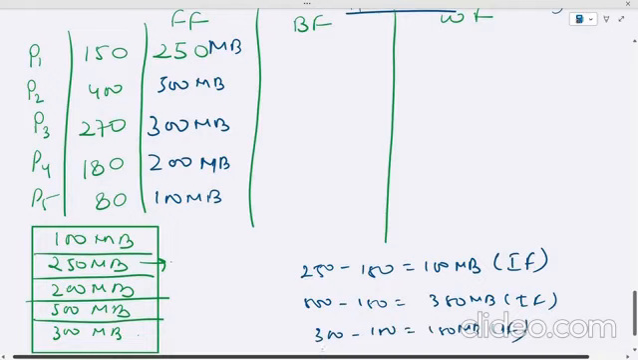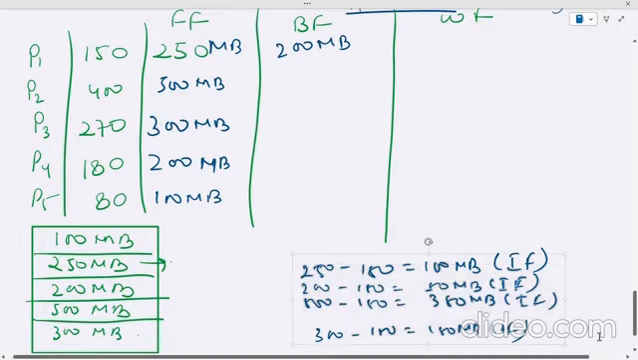Now we have one block which has 200 MB of space. 200 minus 150, you get 50 MB of internal fragmentation. The block having less internal fragmentation, we provide that space to that particular process. So 200 MB goes to P1. I hope you understand how we allocate this space.